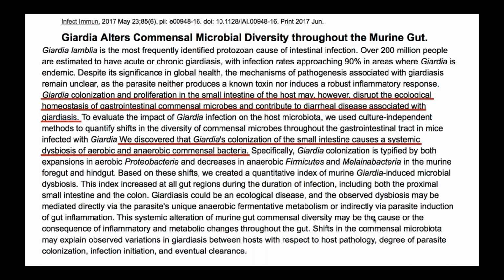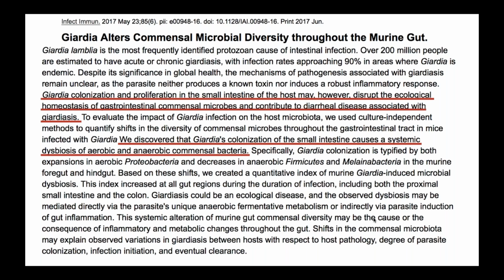And then they go on to say, we discovered that Giardia's colonization of the small intestine causes systemic dysbiosis of aerobic and anaerobic commensal bacteria. So again, this is really emphasizing new information that's been coming out, that Giardia in and of itself may be actually causing a lot of its symptoms through inducing dysbiosis throughout the whole gastrointestinal tract.